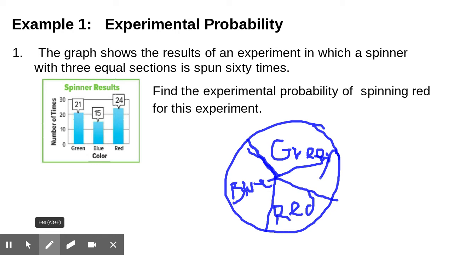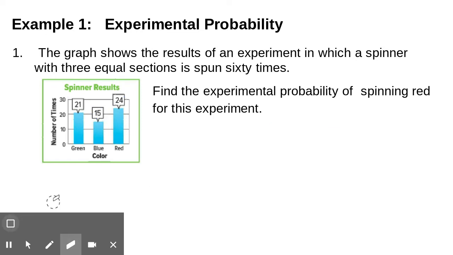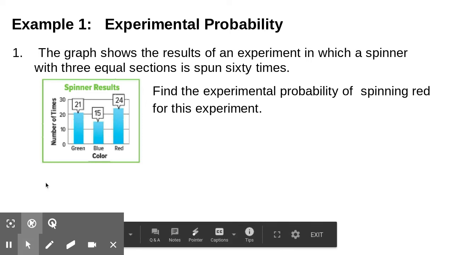It landed on green 21 times. That's why I have a bar graph, the bar going up to 21. Okay. I spun it and it landed on blue 15 times. I recorded that. And then the red, it landed 24 times. So what we want to do is find the experimental probability of spinning red for this experiment. Well, if this was theoretical, spinning red would be 1 out of 3, right? But I want to know what the experimental probability is.